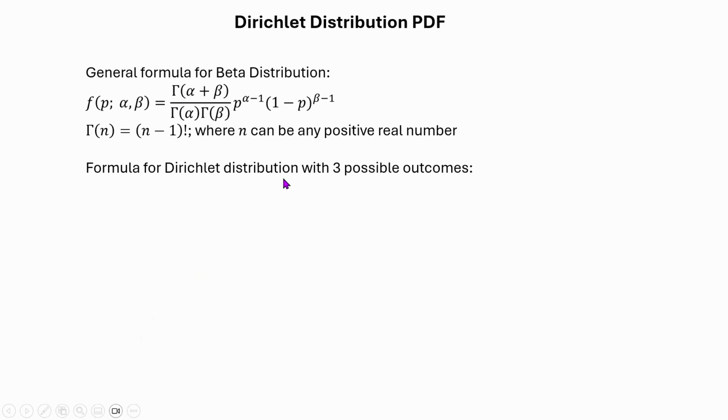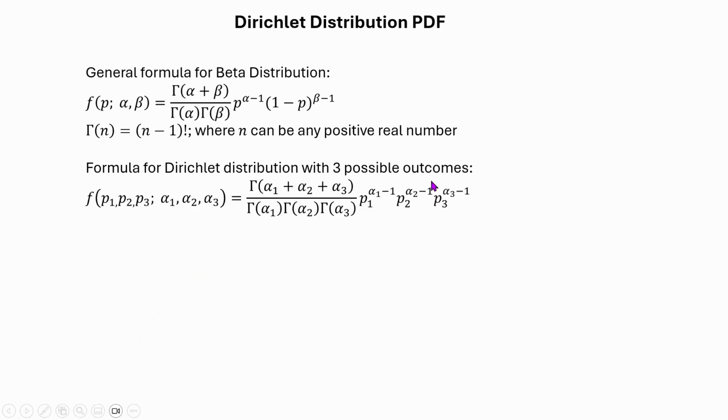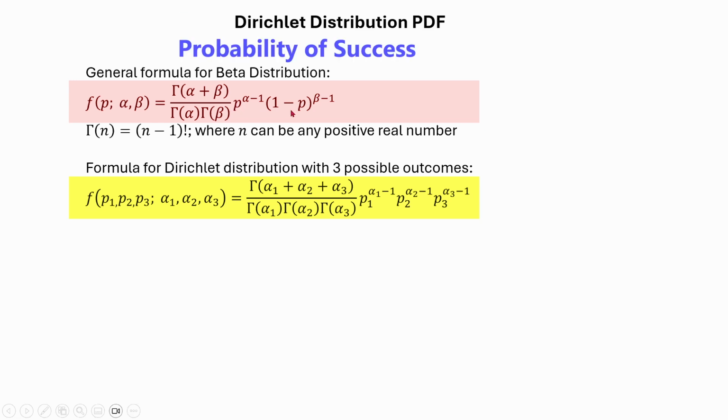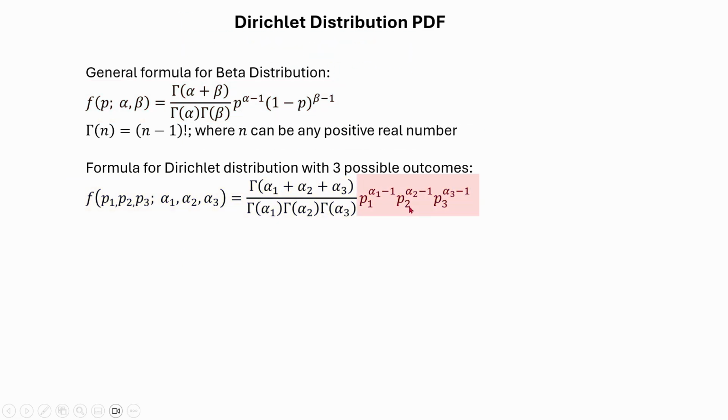The formula for the Dirichlet distribution with 3 possible outcomes will have these 3 parameters. You can see that we are adding up the 3 alphas, we are multiplying the gamma functions, and we are multiplying all the possible p's. In the beta distribution, we have p, the probability of success, and 1 minus p, the probability of failure. Here the 3 probabilities are p1, p2, and p3, and they are multiplied with the exponents on top of them. So it is actually the same as the beta distribution.